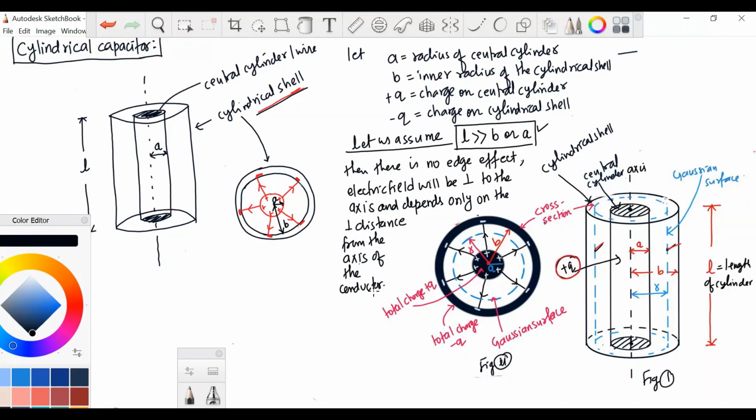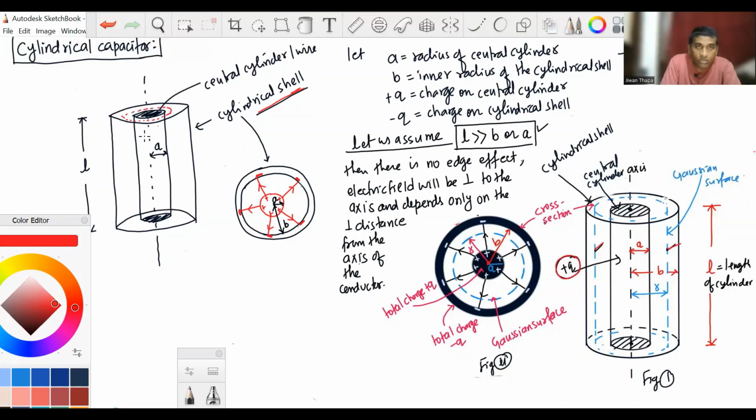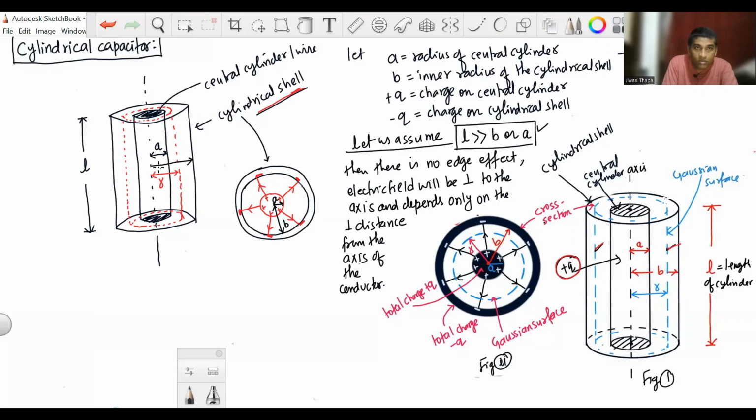So we need to draw a Gaussian surface. I'm drawing a Gaussian surface. So let us draw a Gaussian surface. We can see in figure 1. So I'm drawing a Gaussian surface, and let R be the radius of the Gaussian surface. So I'm drawing a Gaussian surface of radius R and length L. So we can see it from figure 1 also. Clear? So this is B.